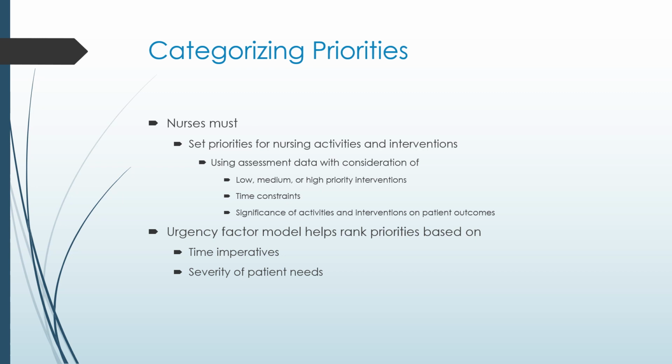Okay, categorizing priorities. The nurse must set priorities for nursing activities and interventions. And I just said that, using the assessment data with consideration of low, medium, or high interventions. Think about time constraints that are in place, and that can play a factor. The next slide we're going to go into is going to talk about the urgency factor, and we're going to really spend more time there. Because we know there are different concepts that can affect prioritization, but how do we as nurses overcome those?